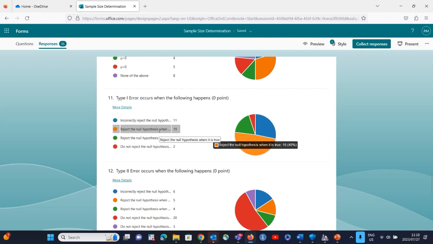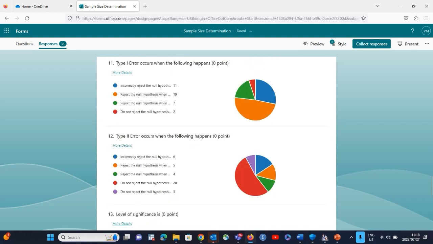And when we reject it when it's true, we are saying there's a difference when in actual fact there is no difference. I hope it makes sense. So number 1 and 2, we're going towards the end. Number 2, type 2 error. Incorrectly reject the null hypothesis? No. Reject the null hypothesis when it's true? No.